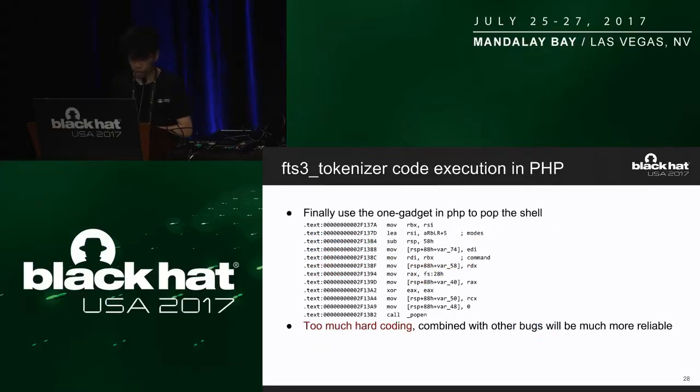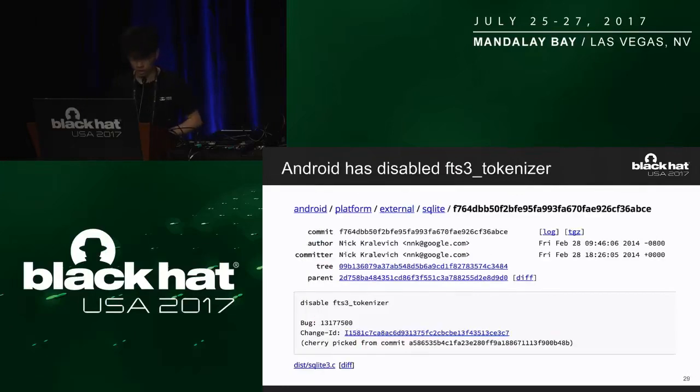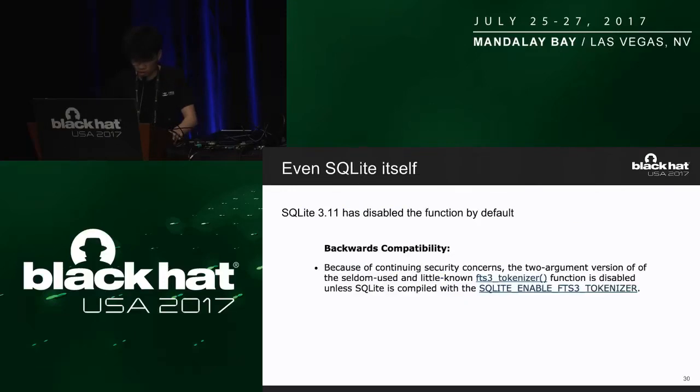Now we are talking about the reactions of the other vendors. Actually, Android has a custom branch of SQLite. The Android team had noticed the risk of the FTS3 tokenizer, and they disabled it 3 years ago. It happened before the report of the previous bug. And the developers of SQLite also noticed the risk of the tokenizer. You have to compile SQLite with a special option before using it.